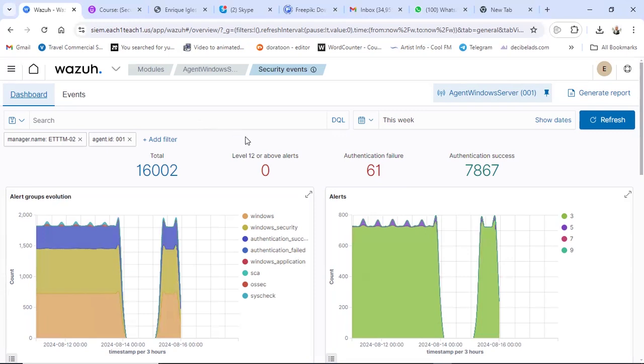But when you're working for organizations, they give you access to their own workstations. So no matter where you are, you will use them. For example, what I wanted to show you is that in this particular area, we find out that 16,002 events have happened. Level 0, there are no higher levels here. Authentication failures, we are seeing 61, and authentication successes, 7,867. So that means the remaining ones are bad.